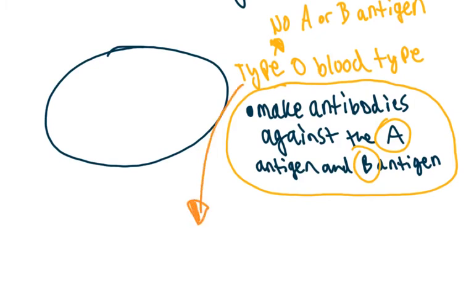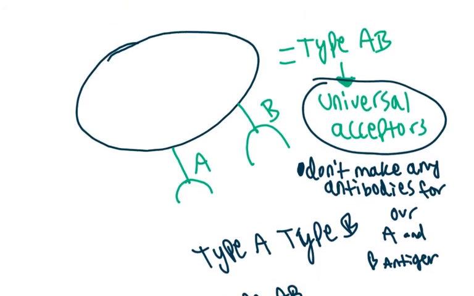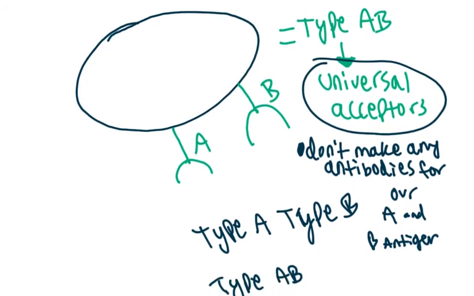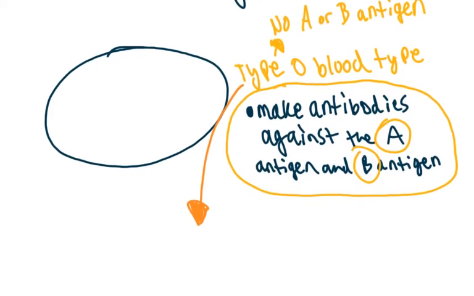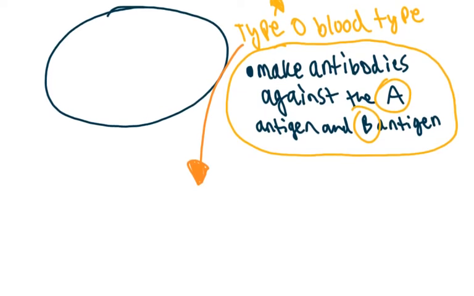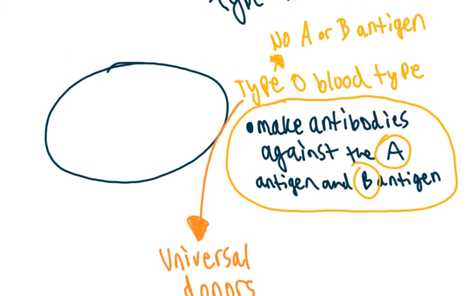We said type AB blood people were universal acceptors, right? Because they had both antigens on their surface. However, the opposite is true for type O blood. If you're type O blood, you're not a universal acceptor, you're a universal donor, because you don't have any antigens on your surface. So no other person with any other blood type, type A or B or type AB, has to worry about an immune response or a wrong blood type transfusion, because you don't have any antigens on your surface if you're type O blood. So we're going to say type O blood type people are universal donors, all right?